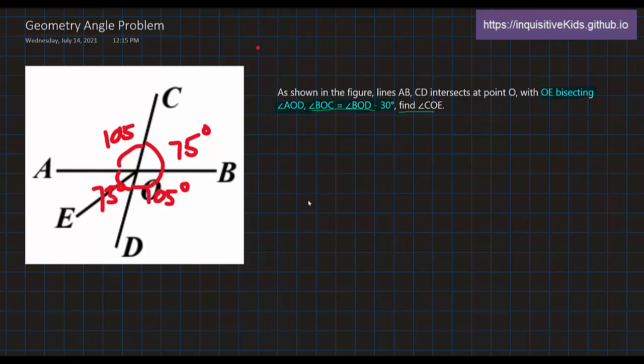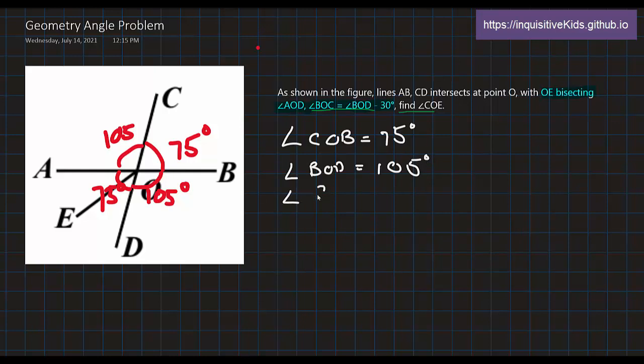Now we want to find angle COE. But before that, let's just put all of this down and write them as equations. So angle COB is equal to 75 degrees. Angle BOD is equal to 105 degrees. Angle COA is equal to 105 degrees.